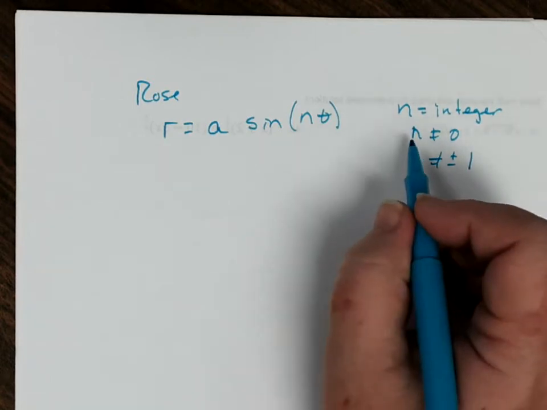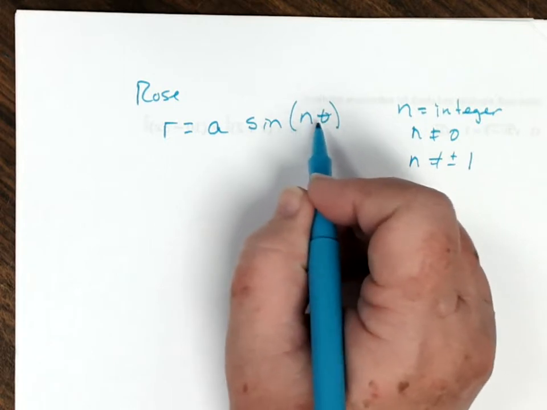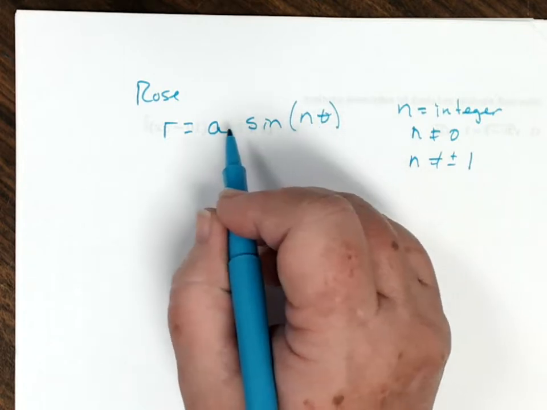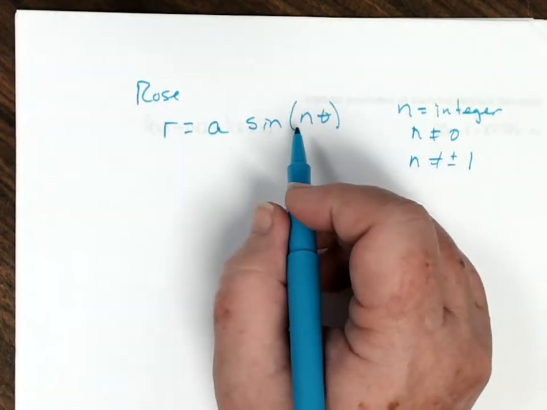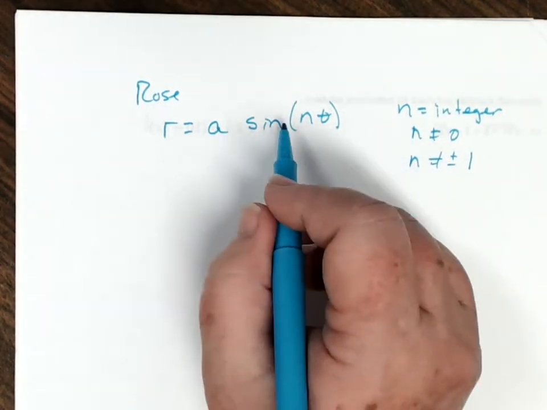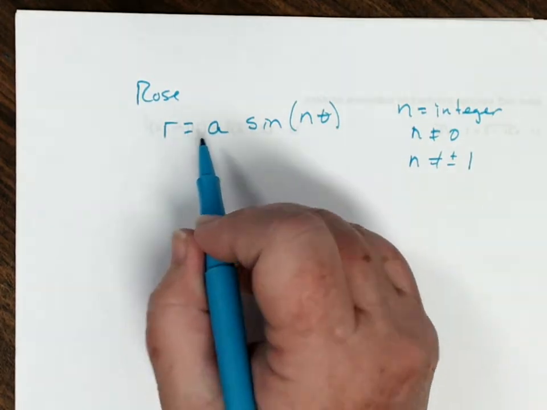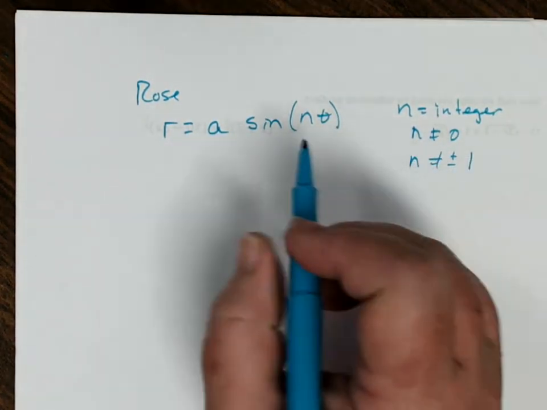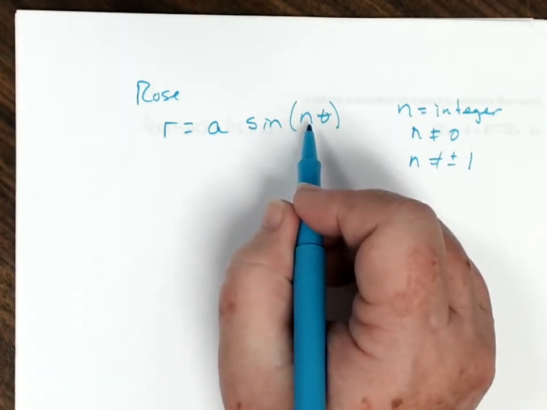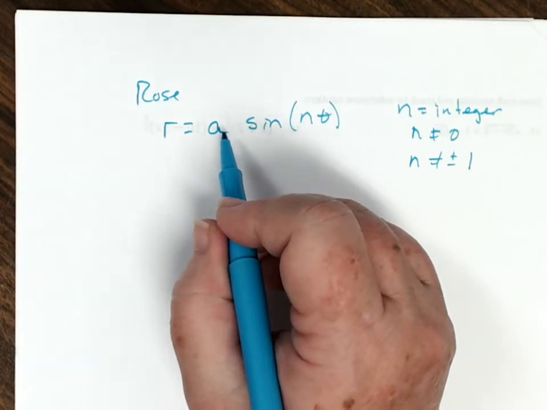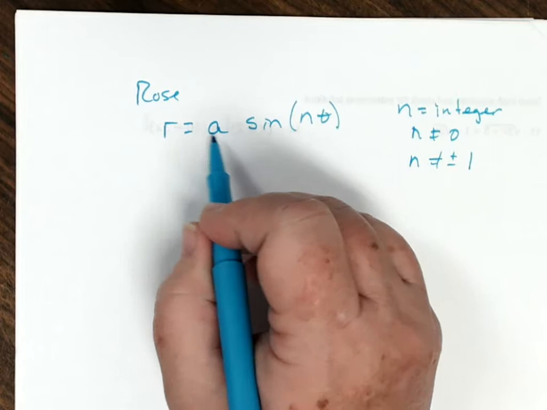So let's talk about why that is. If n was 0, you'd have the sine of no angle at all, and therefore this would not be a rose shape. It would just be a single number. It'd always be 0 times a, and that would just be a dot. If it was plus or minus 1, if you had a sine of theta, it would be very similar to our circles that were offset, only this value wouldn't be a, it would be 2a.